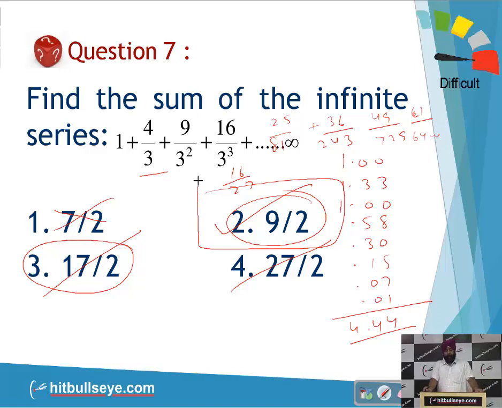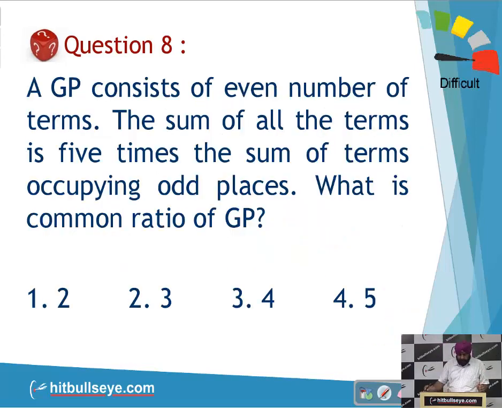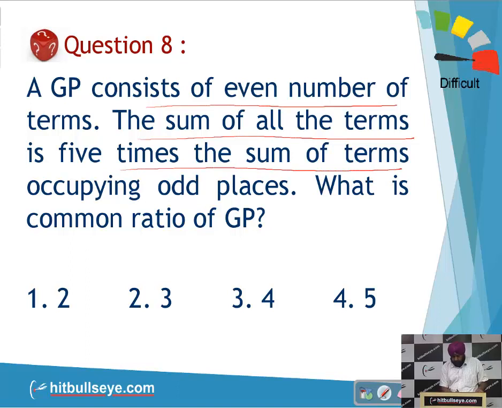So you can see how powerful the Venn solution is. Now the last but not the least, the type that involves typical algebra terminology. Normally students leave these types of questions. Let us see. A GP consists of an even number of terms. The sum of all the terms is 5 times the sum of terms occupying odd places. What is the common ratio of the GP?